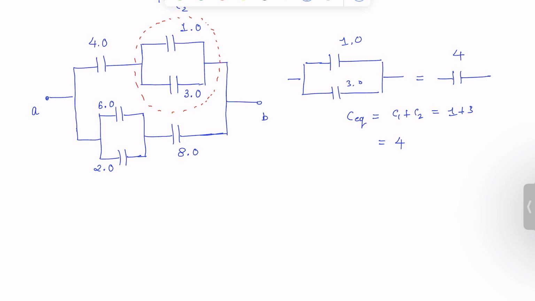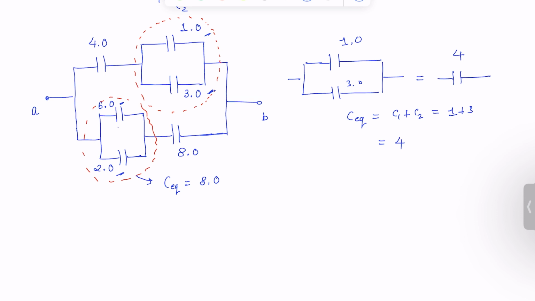Okay. Now if you look at these guys, here the capacitor with capacitance 6 is in parallel with the capacitor with capacitance 2. That means their combination is going to give the effective capacitance to be equal to 8, right? So we've got two parallel setups here. One is with 1 and 3, and then the other one is with 6 and 2 capacitances. So their equivalent capacitances are 4 and 8.